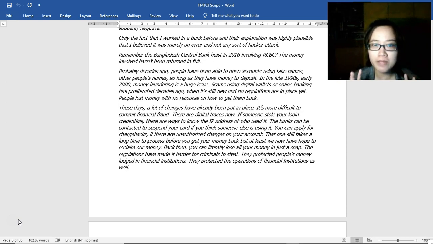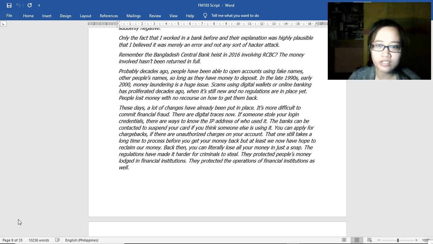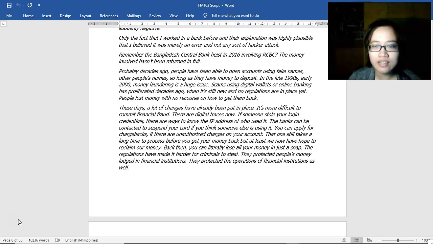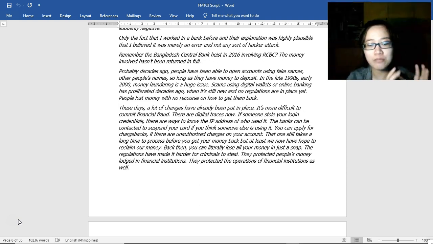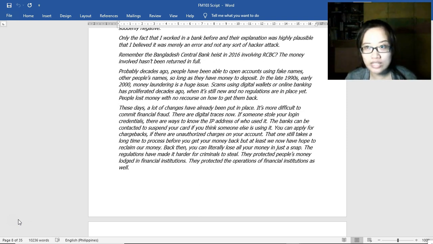Okay, so the regulations have been made, and it makes it harder for criminals to steal or for fraudsters to scam people or to steal money from people. So they protected people's money lodged in financial institutions. They protected the operations of the financial institutions as well. Okay, the thing about this is that there were problems first, and then the solutions were made afterwards, and the regulations also came after there had already been problems. But anyway, at least the problems were resolved eventually. But those who suffered during the beginning of those types of new services, well, they paid the price for it, or something.